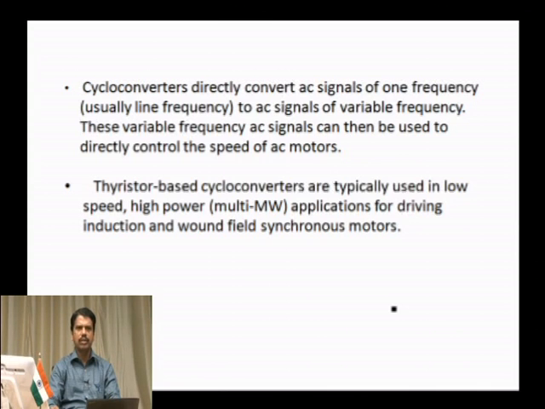Cycloconverters are usually used for the low frequency range, in low frequency, high power applications. Thyristor based cycloconverters are typically used in low speed, high power applications for driving induction motors and wound field synchronous motors. This is what you have to remember: for varying the speed of synchronous motors and induction motors in the low frequency range and high power applications, cycloconverters are preferred.